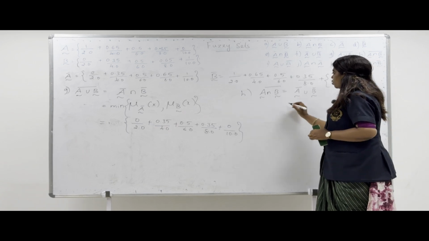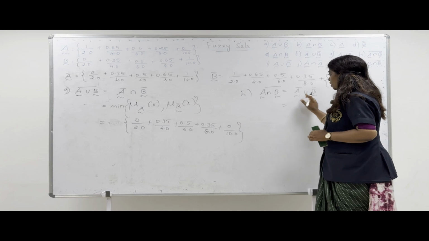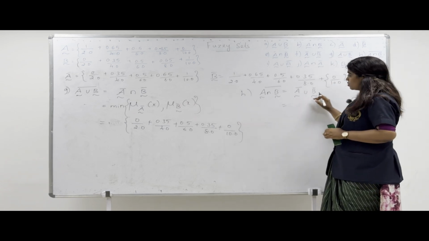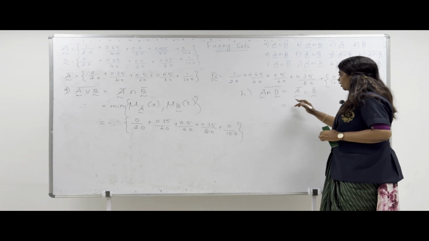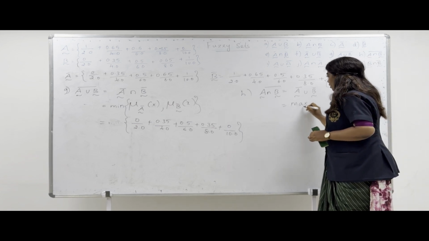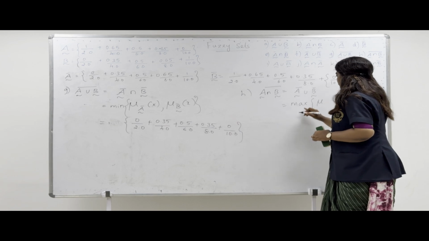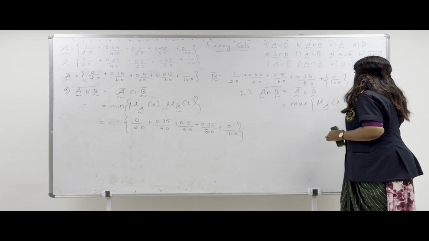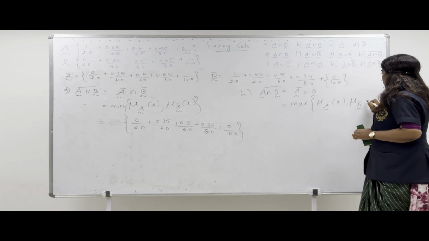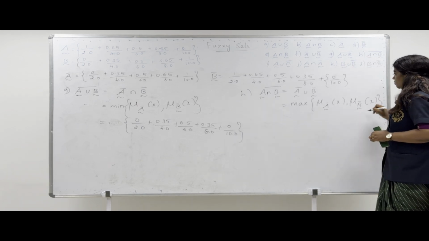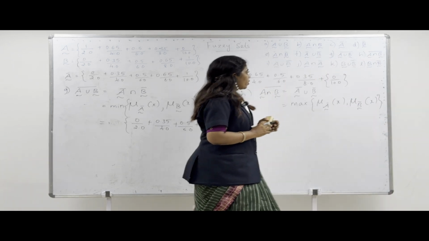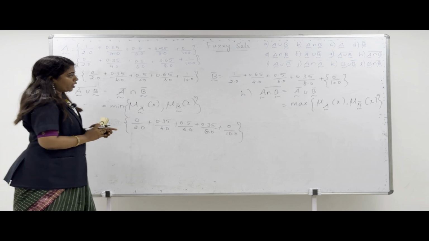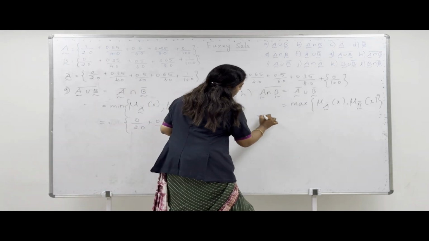Okay. So, if there is union, next you have to write the formula for A bar union B bar. If there is union, then you have to find the max. That is max of membership A bar of x, comma membership B bar of x. Here I have written the values for A bar and B bar. From that you have to take the max.